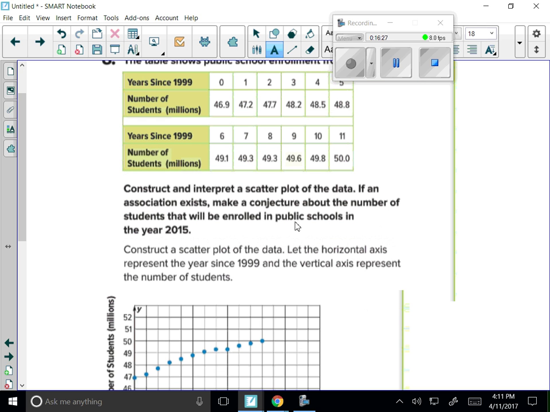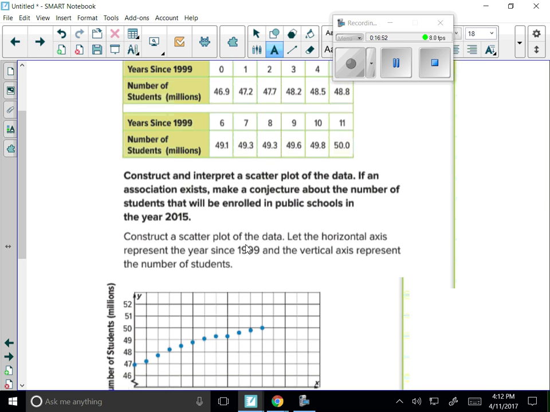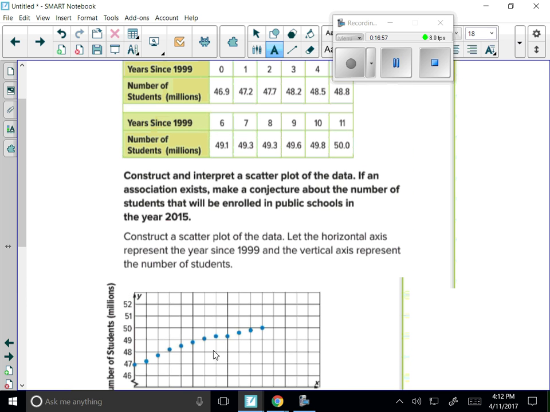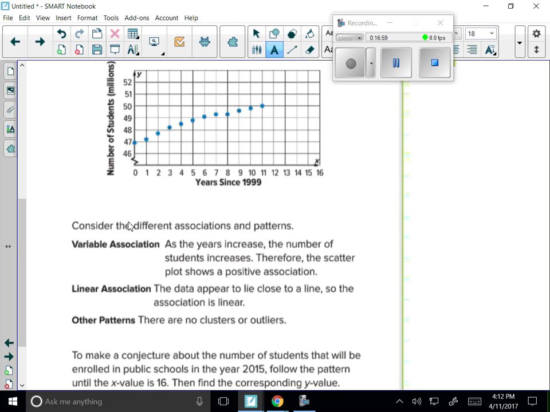Now, they want you to construct and interpret a scatter plot of the data. If an association exists, make a conjecture about the number of students that will be enrolled in public schools in the year 2015. So right here, it's kind of putting it all together. You need to make the scatter plot, which we did in example 1. And then you need to interpret, which we just did in example 2. And then they even say to make a conjecture, which is similar to making a prediction. So constructing a scatter plot, which is right here, all they did was take these numbers and put them into a graph.